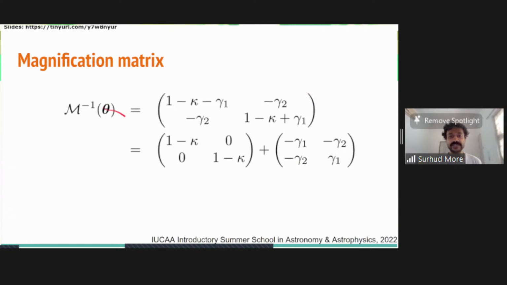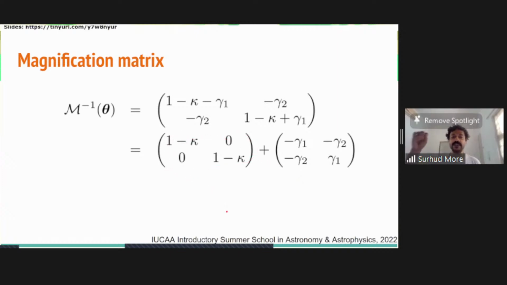Now, this matrix, you can separate it into 2 terms. Right? One is 1 minus kappa, 1 minus kappa, 0, 0. And the other one is plus minus gamma 1, gamma 1, minus gamma 2, minus gamma 2 in these particular conditions. So if you look at just this particular transformation, let's suppose that gamma 2 is equal to 0, gamma 1 is equal to 0. So none of this second term is present.